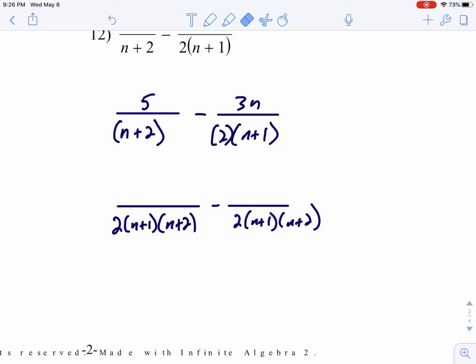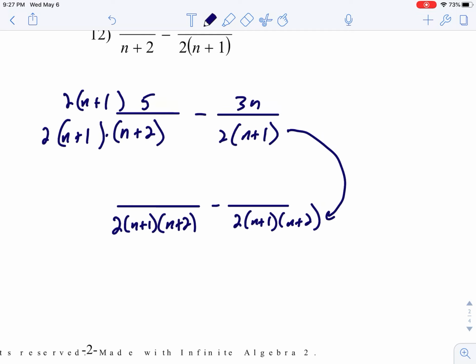So now you got to backtrack a little bit and then figure out how do you make that happen. How do I turn this into that? Well, it already has the n plus 2 right there. So I'm going to have to multiply it by 2n plus 1. And I'm going to do the top by 2n plus 1. This one, to turn into that, it's already got the 2n plus 1. I need to get the n plus 2 in there somehow. So I need to multiply this by n plus 2. So that means the top times n plus 2. Okay, so what does that give me?